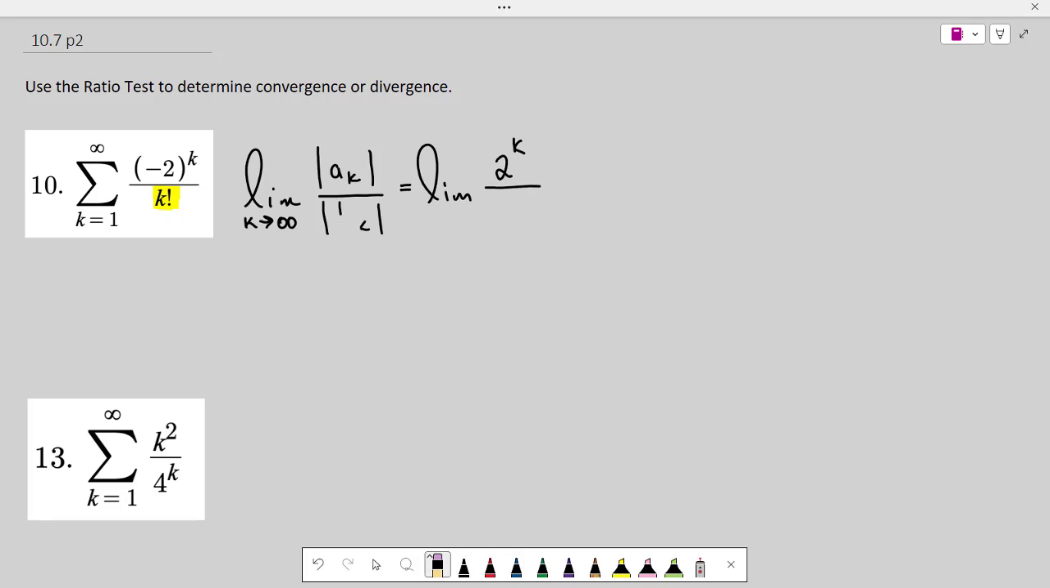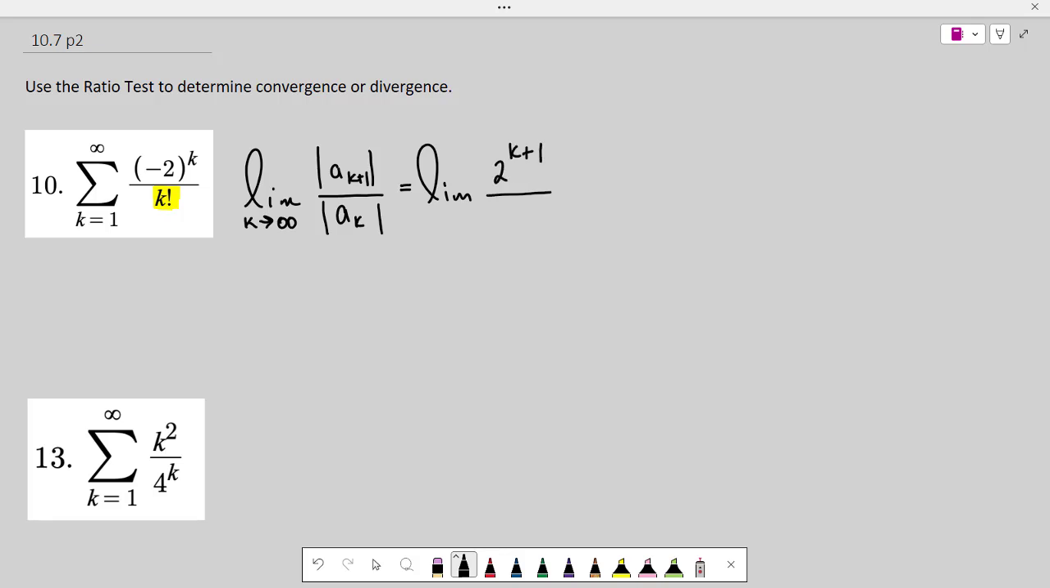Oh, I'm sorry. That should be a sub. What is the ratio supposed to be? A sub k plus 1 over a sub k. I started to do the, what's it called? Limit comparison. Yeah, the limit comparison test.